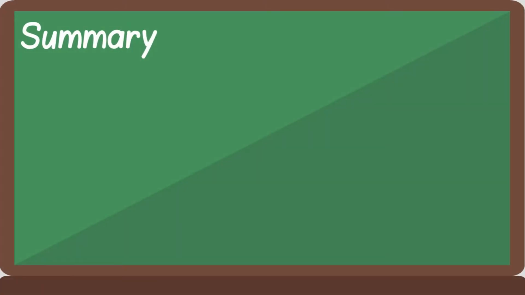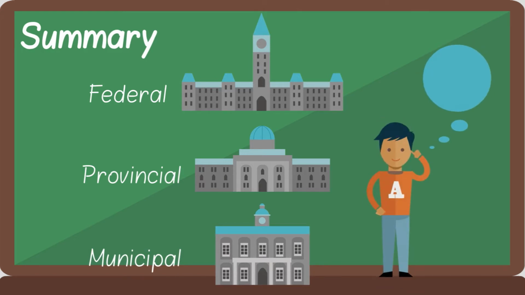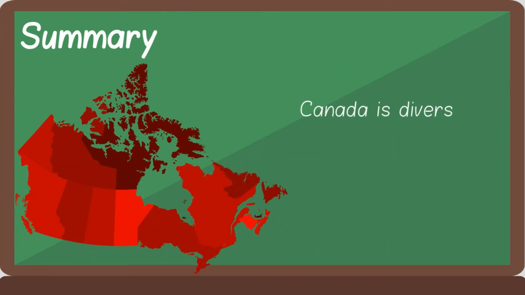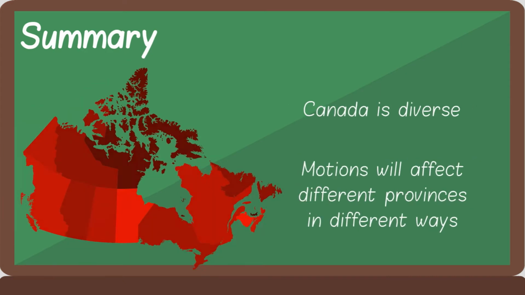So to recap, there are 3 levels of the Canadian government, and each level has its own jobs and responsibilities. So when you're deciding which person you're talking about when you say this House, you need to figure out who at what level is responsible. Second, the different areas of Canada are diverse, and different provinces have different wants and needs. Is a motion going to cause conflict between a few different provinces?